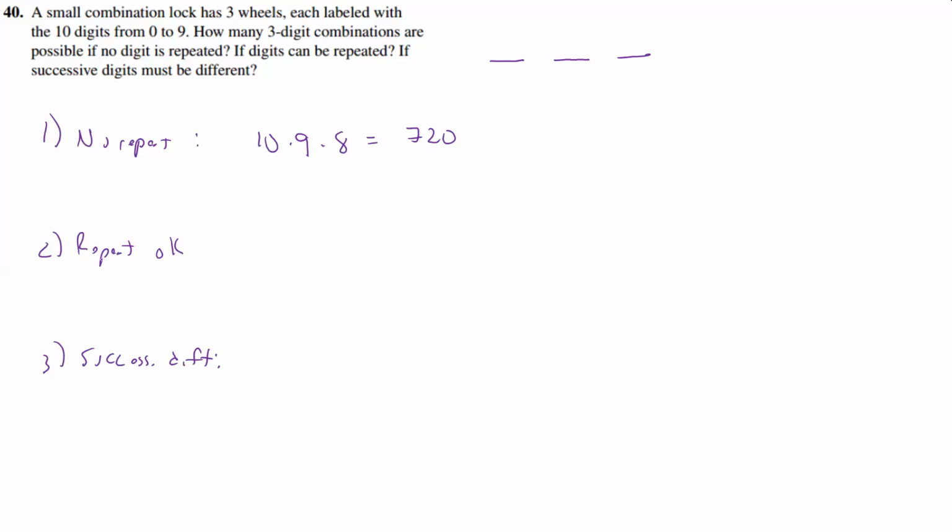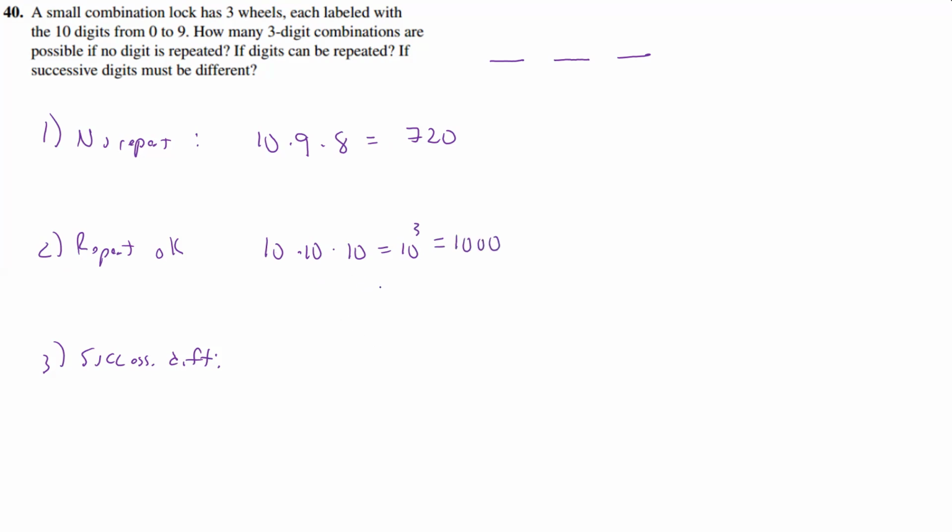Now, what if a repeat's okay? Well, then there's going to be 10 ways to do the first wheel. Now, guess what? We can use that same first number, so we can have 10 ways to do that one, and we can have 10 ways to do that one. And what is that? Well, that's just 10 to the third, which is going to give us 1,000.